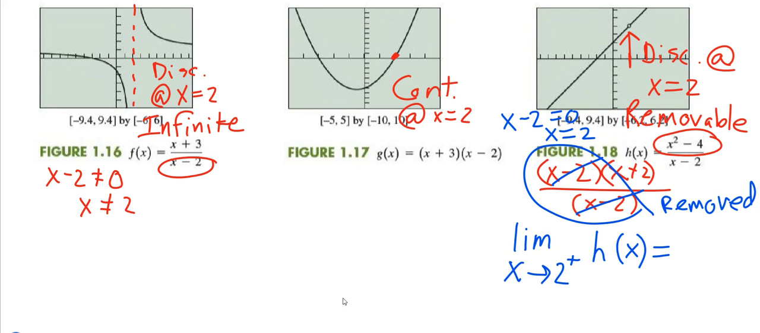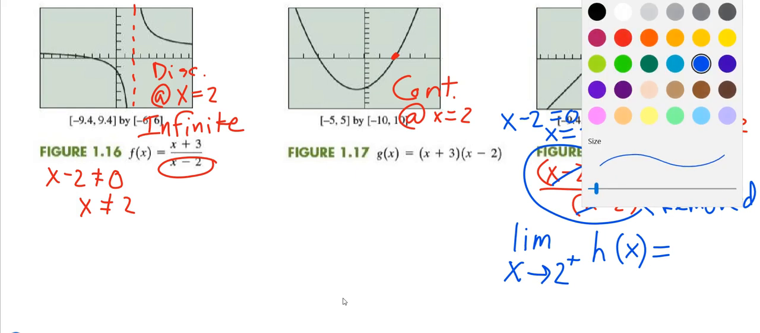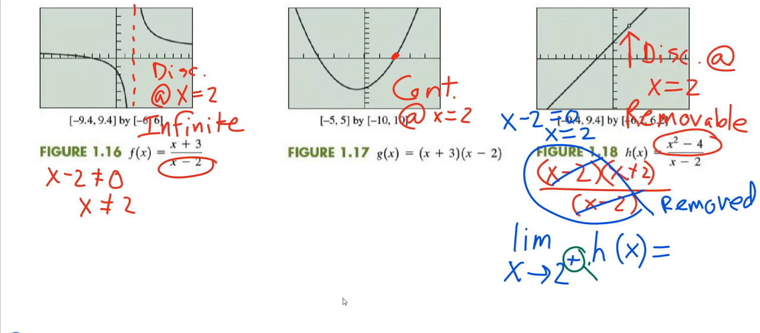Now, this little plus sign means from the right. From the right. What's going on as you get closer and closer to that spot? It looks like an exponent, but it's not a number, it's a plus sign. It'll look like that, yes.